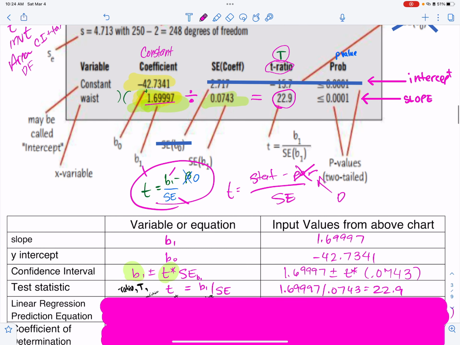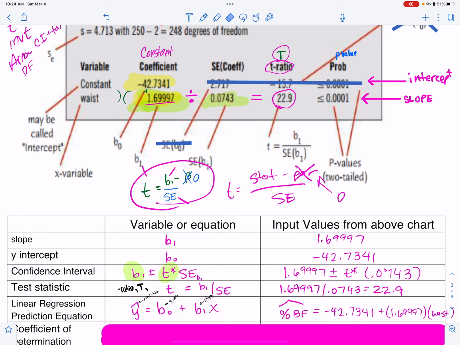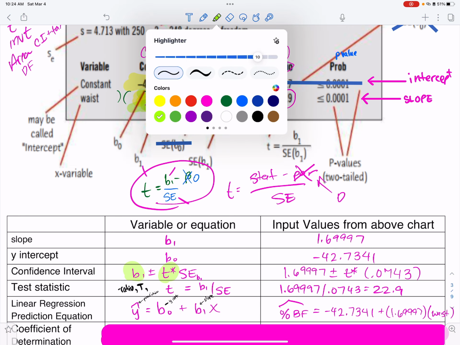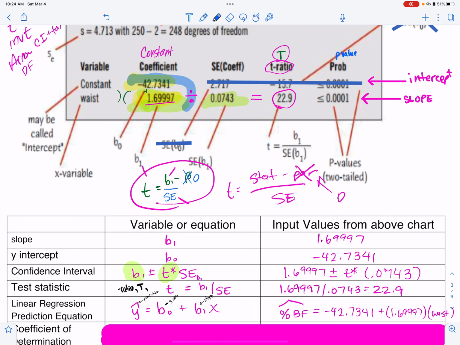Okay, the linear regression equation is just this here. What I'd like to do is just show you that it's this here. And notice that I already put a plus sign and parentheses, because that's what it is. If you put in your variables, then you don't have to define them.